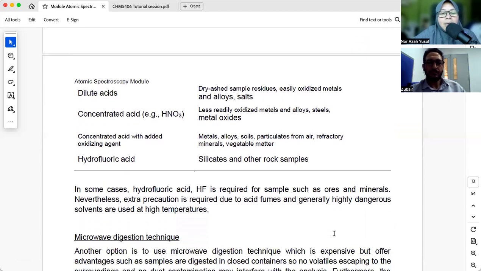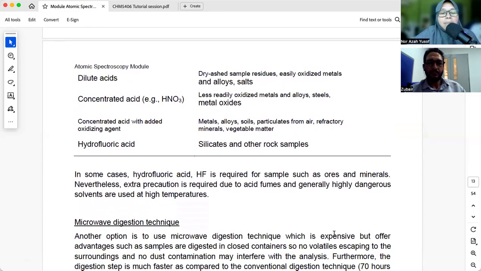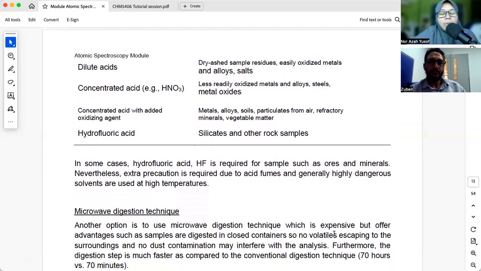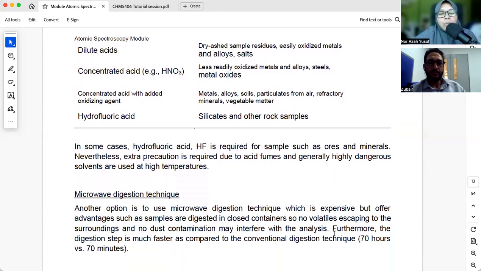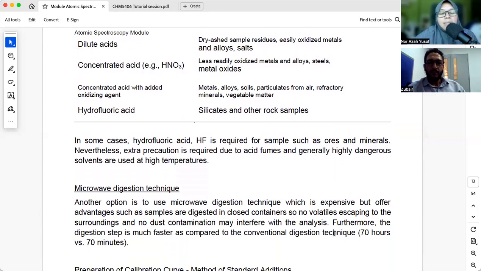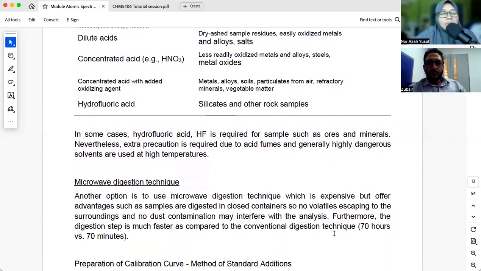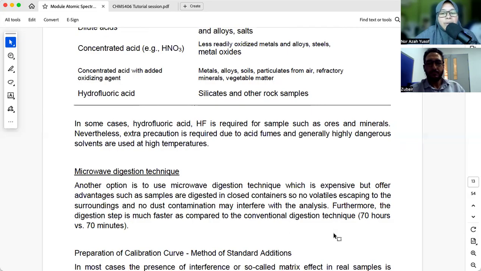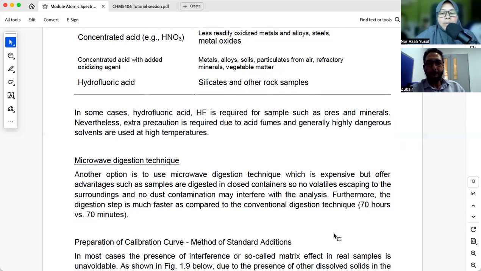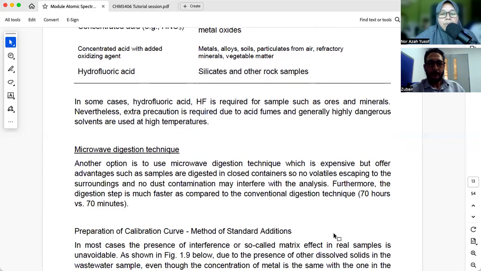Other than that, there is a milder technique, which we call microwave-assisted digestion. But you need to have the setup. It's not like the microwave that you use in the kitchen. They have a proper microwave setup. If you have this, then it is much easier for you to do sample preparation.